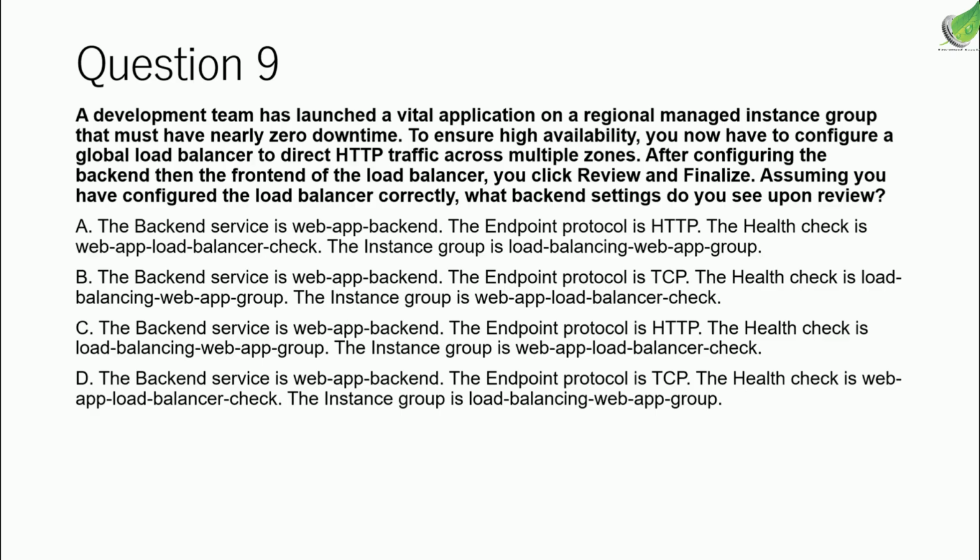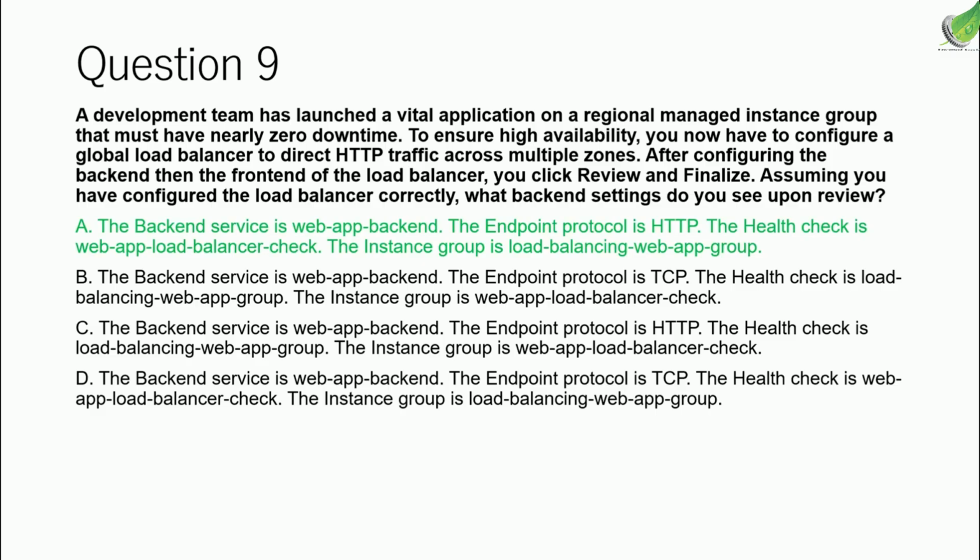Moving on to option C. While the protocol here is correctly set to HTTP, the names for the health check and the instance group have been swapped. The name Load Balancing Web App Group clearly sounds like a group of virtual machines, not a health check rule. So this is also incorrect. Finally, option D is incorrect for the same reason as option B. The protocol is listed as TCP, which is wrong for a global HTTP load balancer. Even though the other names are assigned correctly, this protocol error makes the entire option invalid.